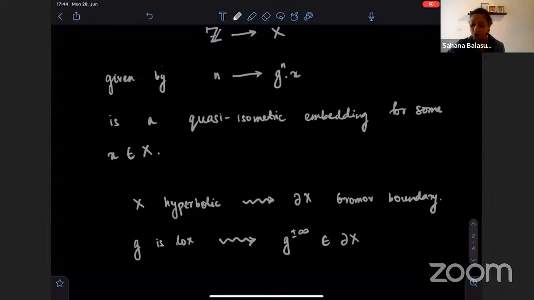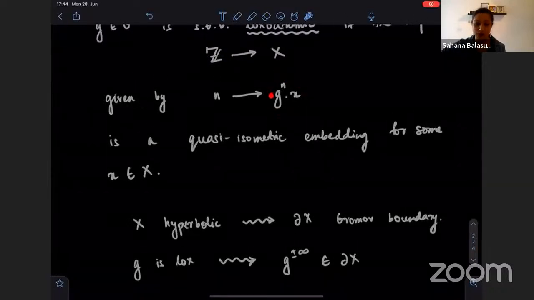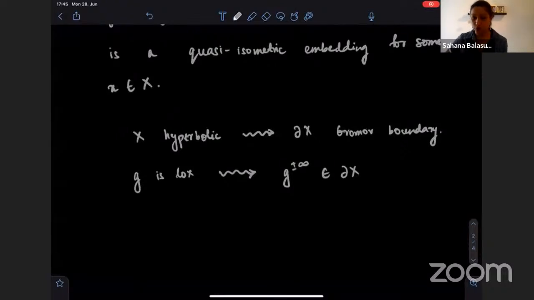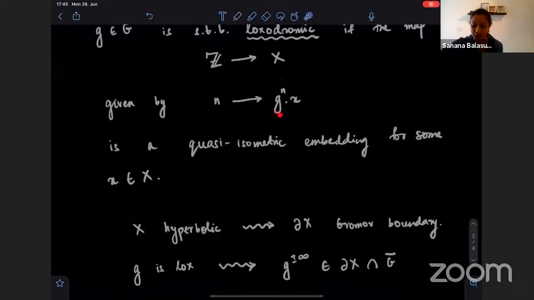And where do they come from? They come from precisely tracking where positive powers of G shift this base point. That gives you the endpoint, which is denoted by G to the plus infinity. Similarly, G to the minus infinity comes from tracking where the negative powers of G shift the base point. Okay, so these points belong to the Gromov boundary, but they also end up belonging to the limit set of G on the boundary because they're coming from this group action.